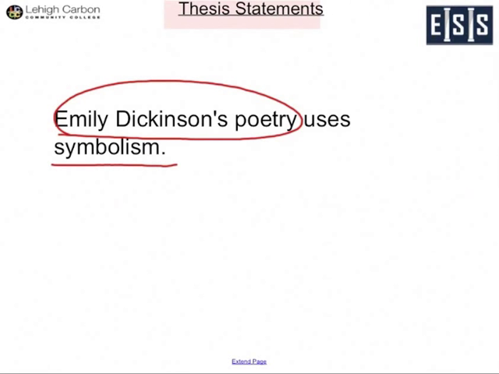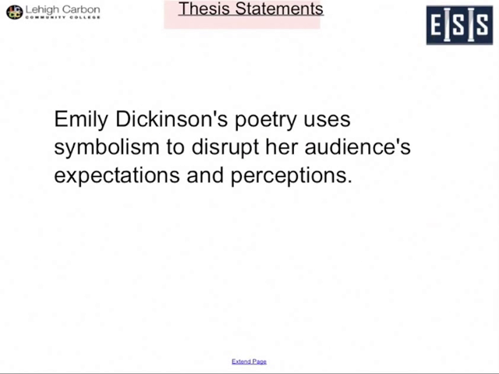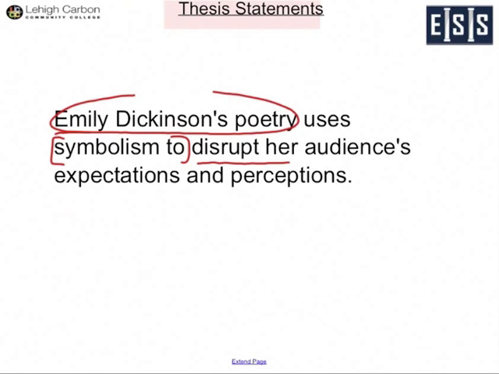So let's say Emily Dickinson's poetry uses symbolism to disrupt her audience's expectations and perceptions. So now it's not just that she's using symbolism. Now we've got our topic, Emily Dickinson's poetry. We've got our literary term. But now we have this whole explanation of why she's using that. And this is something that we can argue back and forth.